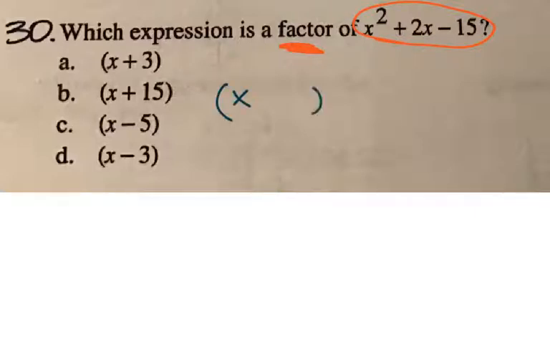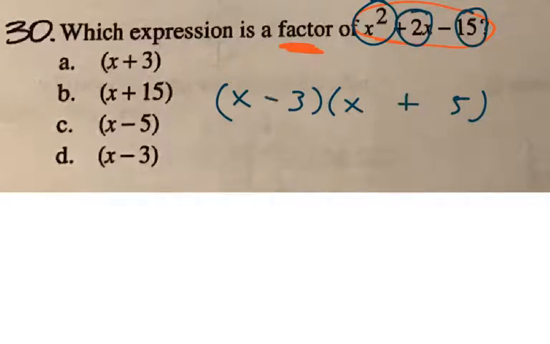I know that x times x is x squared. I know 3 times 5 is 15. How do I get a positive 2? Is with a positive 5 and a negative 3, right? So let's just check our work here. Does everyone agree 5 and a negative 3 is positive 2? 5 minus 3 is 2. And 5 times negative 3 is negative 15. So we have it factored perfectly.